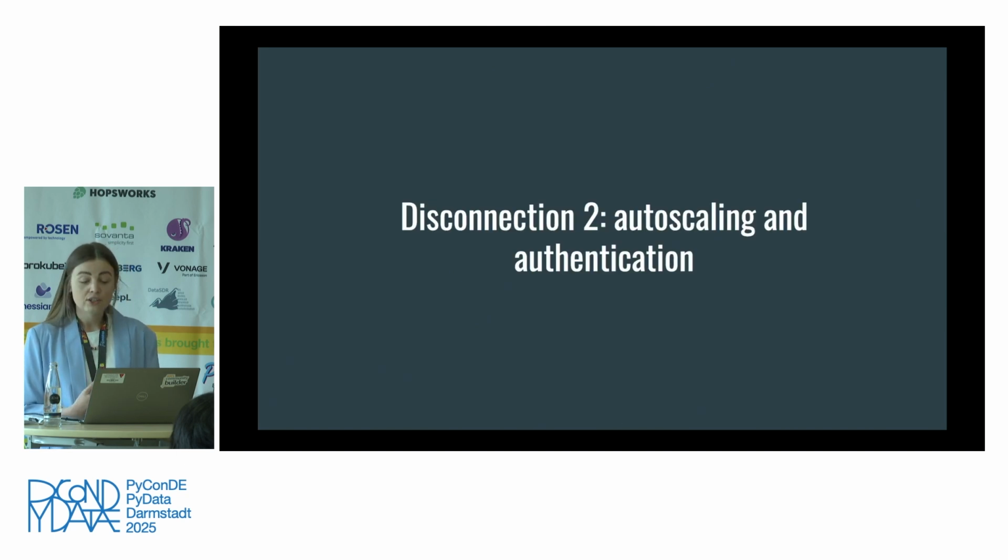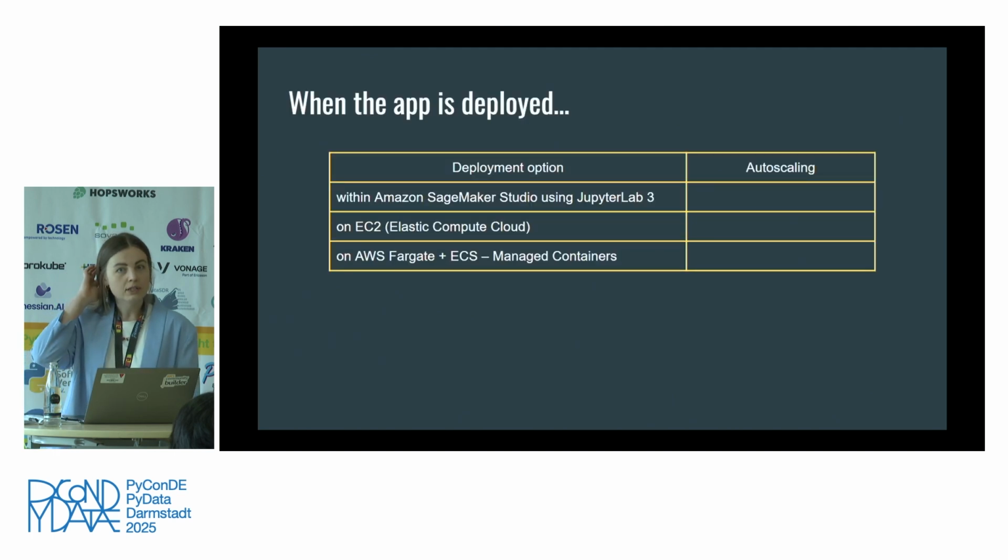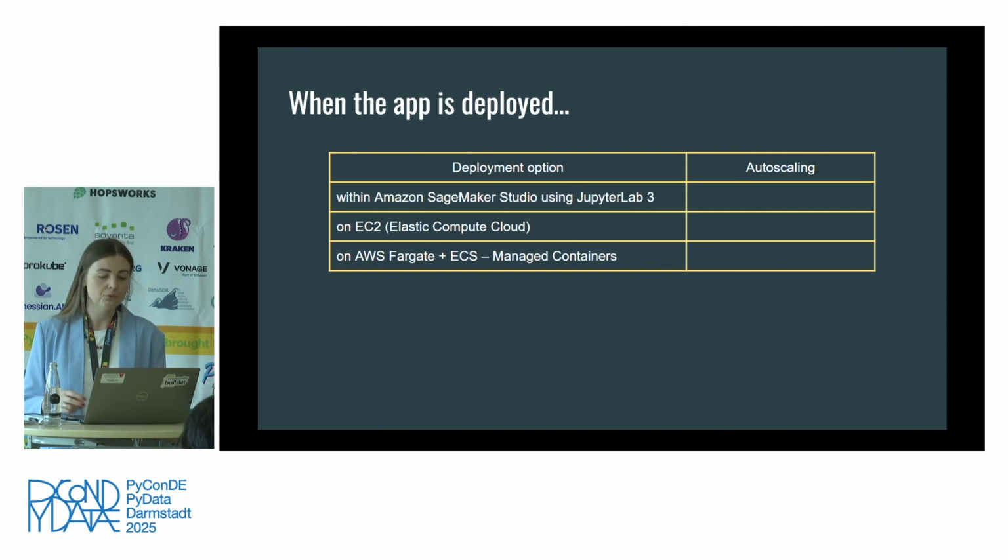The second disconnection is about auto-scaling and authentication. When we work with AWS and try to build something in Streamlit, we have some different deployment options. First, maybe the quickest one is to use the Amazon SageMaker Studio proxy with JupyterLab 3. Then you can use a virtual machine or EC2, Elastic Compute Cloud instance, a do-it-yourself approach to host your Streamlit app there, or you can use AWS Fargate and Elastic Container Service managed containers as a serverless option.